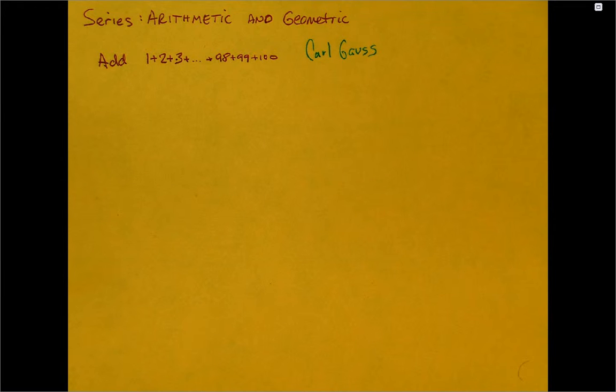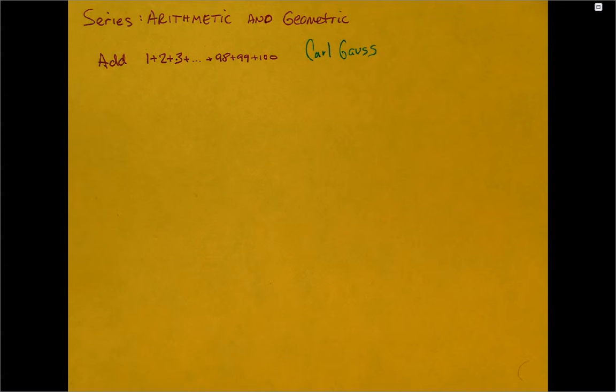Now, the legend says that he was kind of a smart aleck in elementary school, and his teacher, to occupy his time, because you would think that this would take a long time, because they didn't have calculators. We're talking 1700s here. I think 1700s, maybe 1800s. But the teacher said add up all the integers from 1 to 100, and Carl Gauss came up about 30 seconds later with the answer.